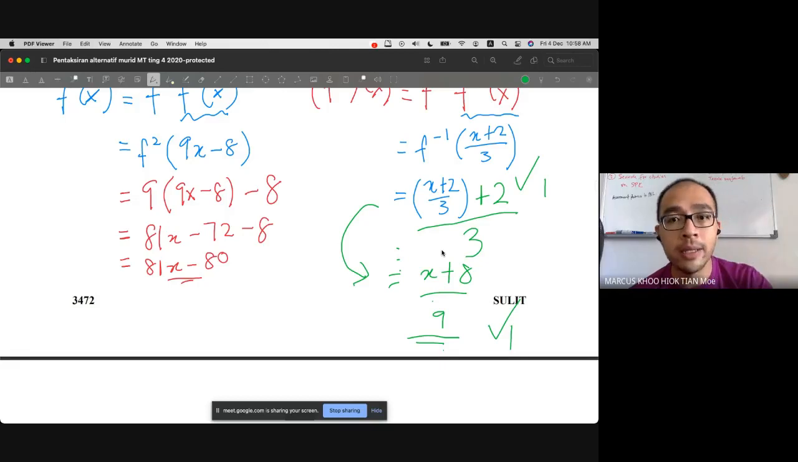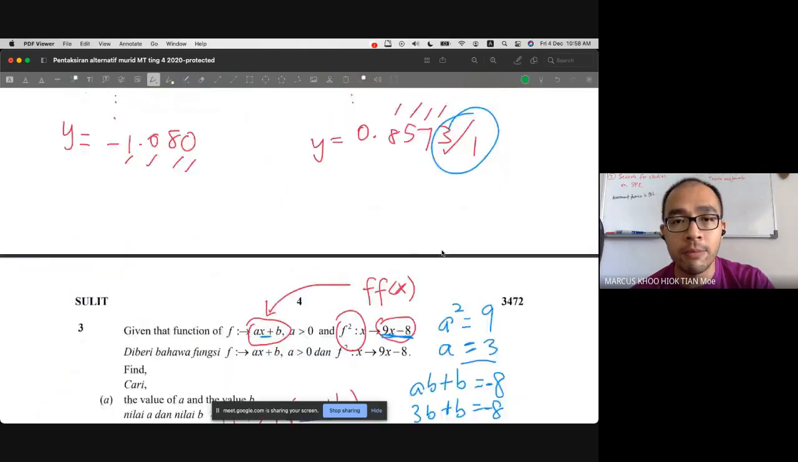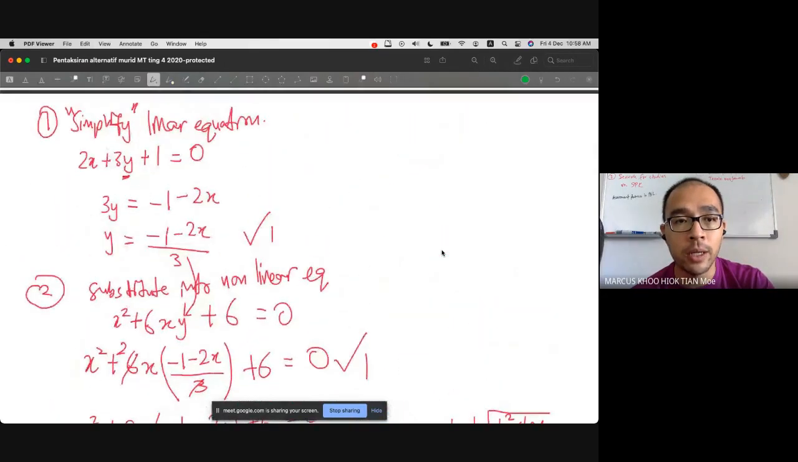Okay, and we find that even in, let's say for example, the first question, this one kamu tengok, kamu pindah dari sini sampai sini bahkan, wow, susah payah betul. Tapi sebenarnya dia 1 markah saja. Sebab ini bahkan sebenarnya adalah Form 3 step.